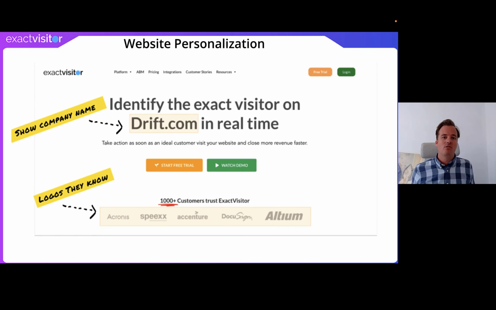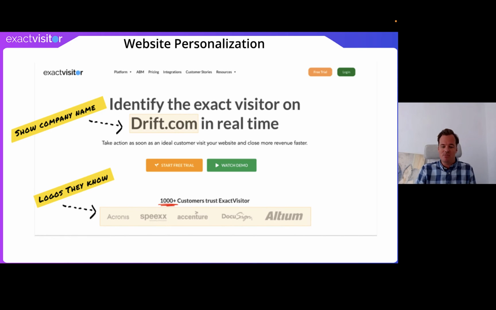So at Exact Visitor, we built it out of the box with our data network, which is the biggest data network in the market that can analyze who is on your website. And what we do is, for example, somebody comes, we can swap the CTA to say, hey, this is Drift coming.